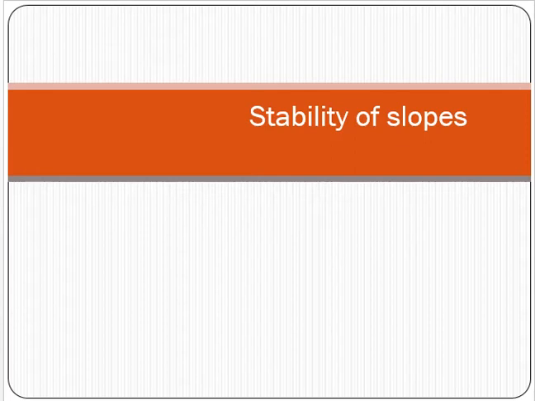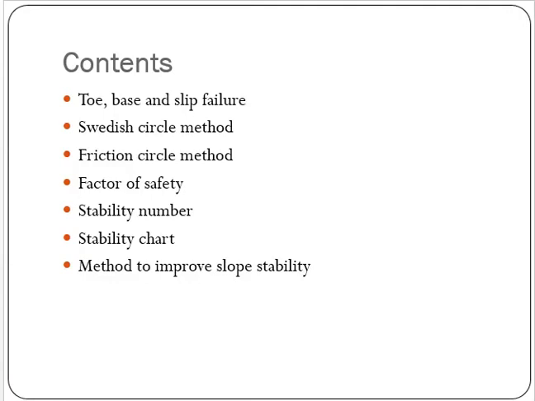Good morning, students. Today we are moving to the last portion of sixth module, that is stability of slopes. And this includes topics like types of failure, Swedish circle method and friction circle method, factor of safety, stability number and stability chart, methods to improve slope stability.